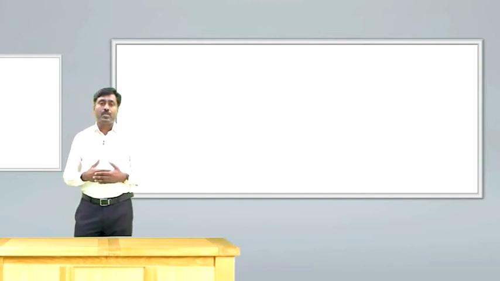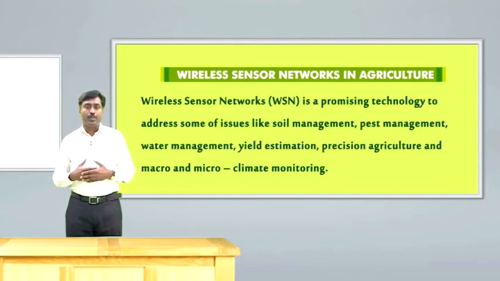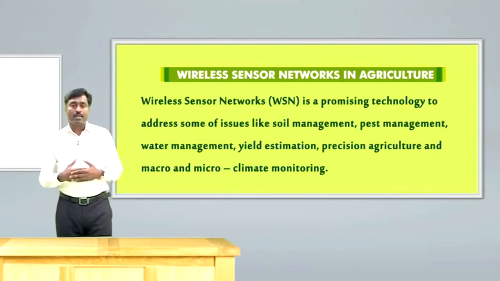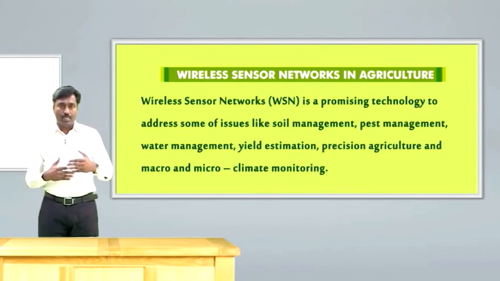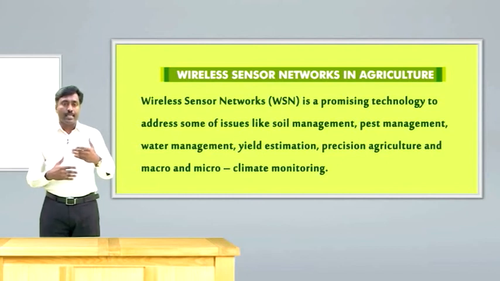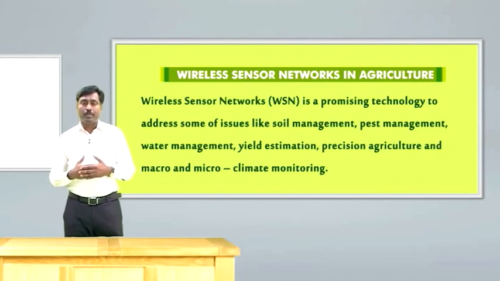And apart from these networks, in the recent past wireless sensor networks are revolutionizing the way we communicate and the ways of getting or sharing data. Wireless sensor network is a promising technology to address issues like soil management, pest management, water management, yield estimation, precision agriculture, and macro and micro climate monitoring. In the era of climate change, these wireless sensor networks play a predominant role in collecting, storing and transmitting data to different stakeholders, especially in agriculture.